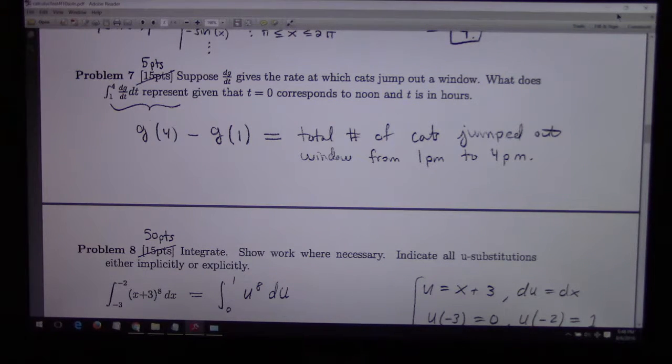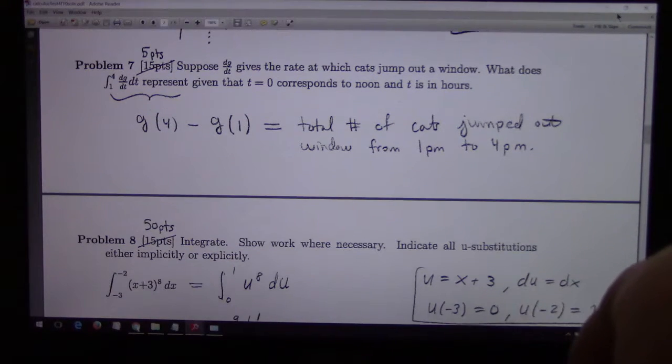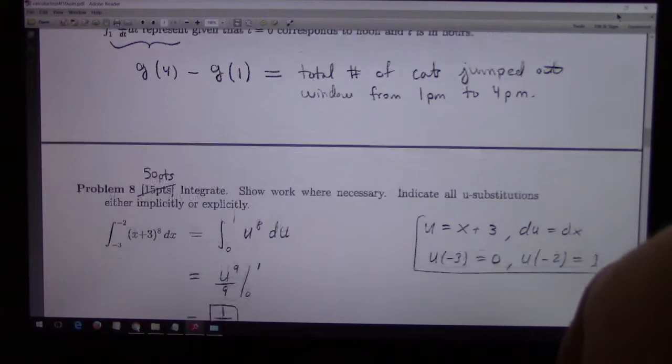All right. So that's the net change in g from time 1 to time 4. Apparently, it's the total number of cats that jumped out the window from 1 p.m. to 4 p.m. So let's hope that's positive. All right.